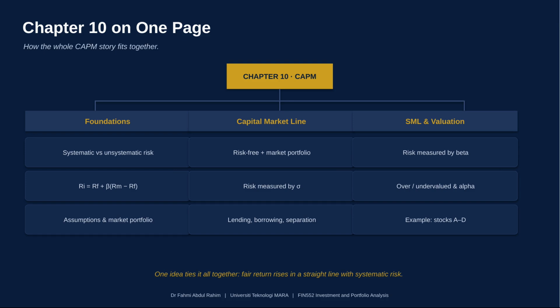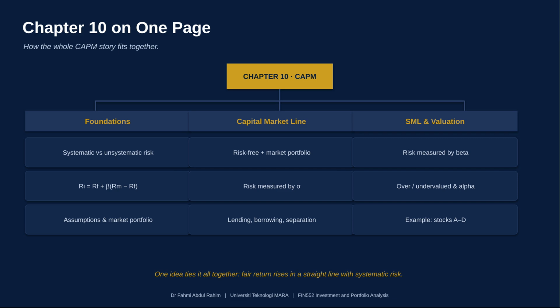Here is the entire chapter on a single page, your revision map. At the top sits our subject, Chapter 10, the CAPM. Everything flows down into 3 pillars. The first pillar, Foundations, covers the distinction between systematic and unsystematic risk, the central CAPM formula, required return equals the risk-free rate plus beta times the market premium, and the assumptions that lead to everyone holding the market portfolio.